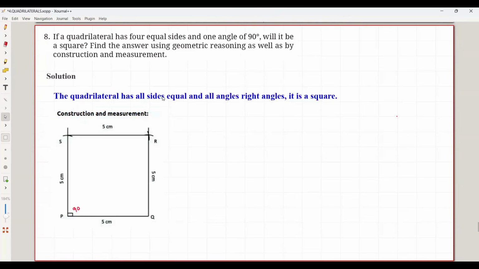The quadrilateral has all sides equal and all angles 90 degrees, a right angle, so it is a square. They ask us to construct and measure, so we can just construct a square.